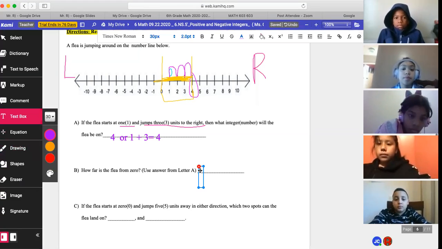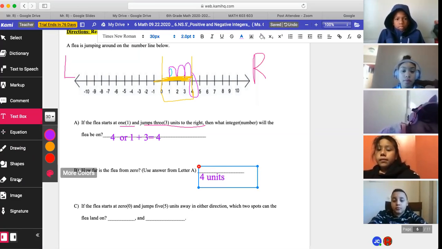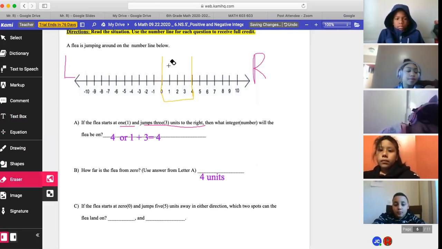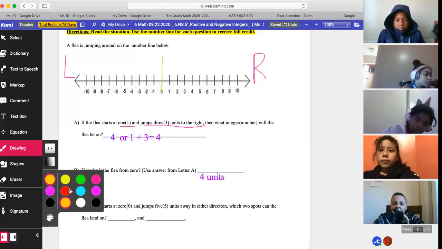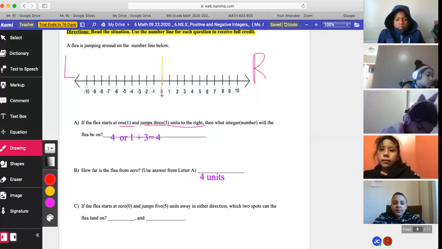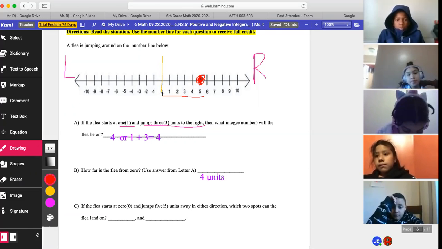Jennifer, you ready? If the flea starts at 0 and jumps 5 units away in either direction, which spots can the flea land on? You start at 0 and go all the way 5 to the right. I land on what? 5, right? Because 0 plus 5 equals what? Okay, Jennifer's mic doesn't let her talk. I'll click on somebody else.